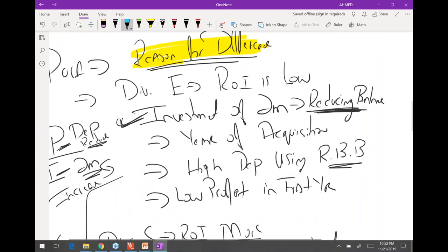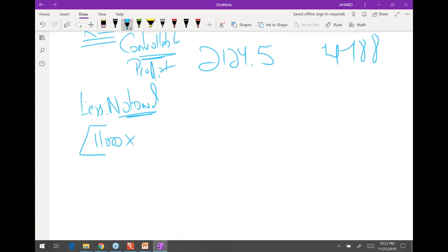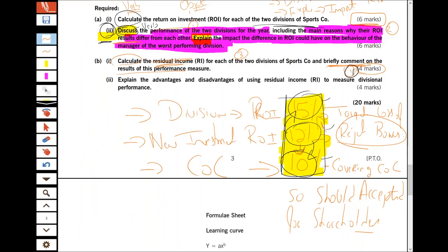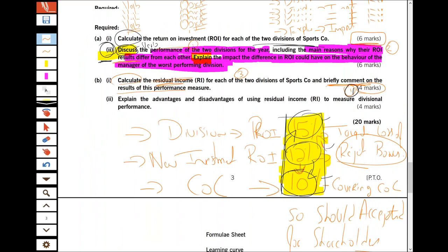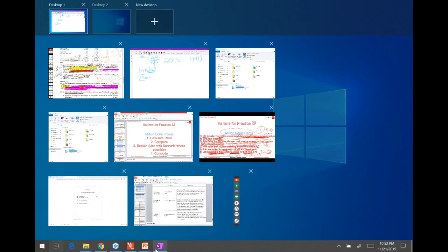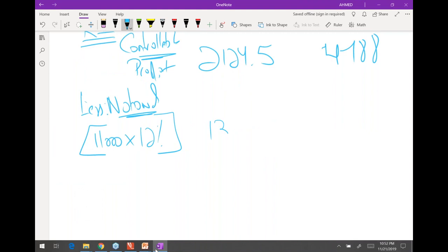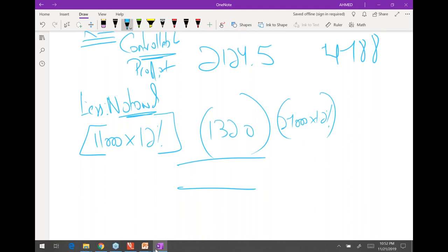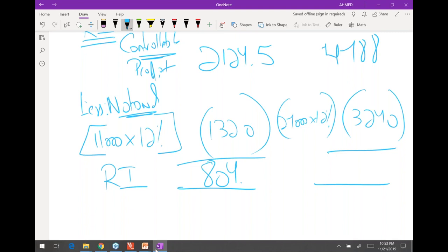So it's 11,000 and what is the cost of capital in the question? It's 12%. So this is 1320, and for the second it's 27,000 at a minimum shareholder return of 12%, which is 3240. If we deduct this imaginary cost, because the question has stated to use average figures, this is the RI. Now the RI is positive, 804.51548. This is a positive answer.